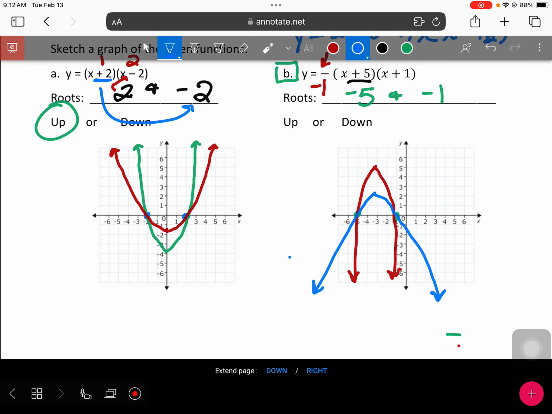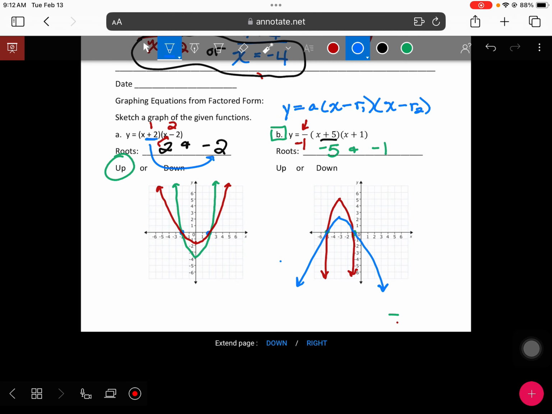Any questions about those? What if I put this as negative 5 comma negative 1? Would I take that? No, I would not. That is an ordered pair, and that is not what we're talking about. You need to have 2 different roots.